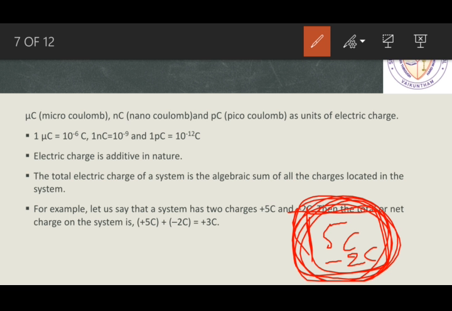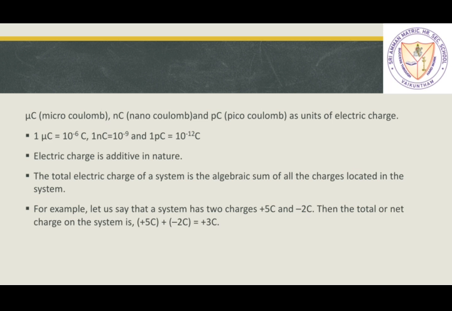For example, if the same bag contains minus 5 coulomb and plus 2 coulomb charges, then the total charge will be just the sum of these two, that is minus 5 C plus 2 C, which is minus 3 coulomb. The net charge is minus 3 coulomb in that case. So the total electric charge of a system is the algebraic sum of the charges located in the system.